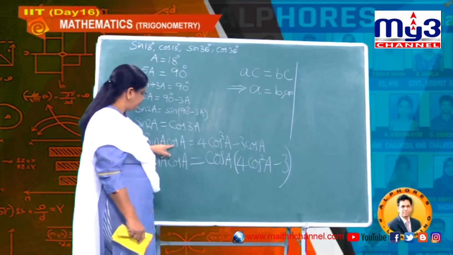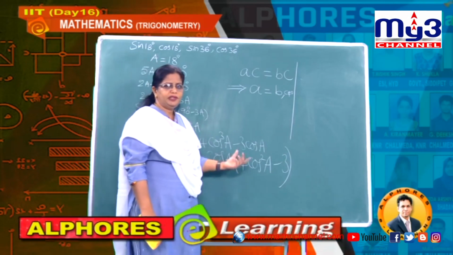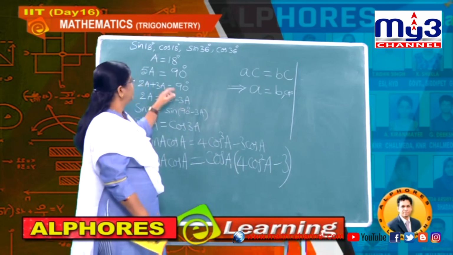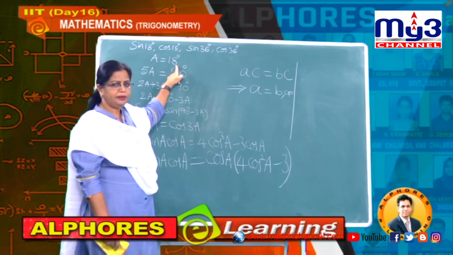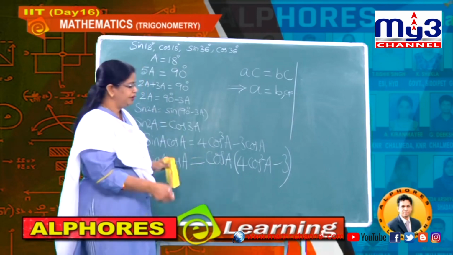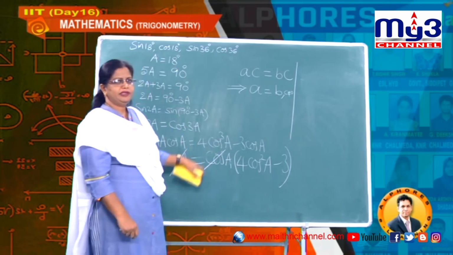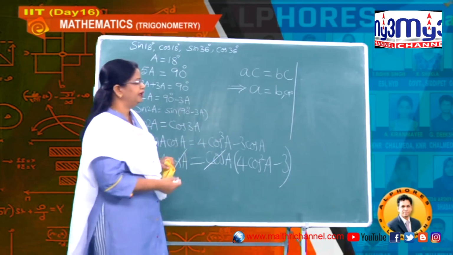That is why before you cancel here cos A, you must check whether it is 0 or not. Now observe, students, what is our A value? 18. So cos 18 is not equal to 0. Now let us cancel. Whenever you are cancelling, this much thinking you have to do every time.